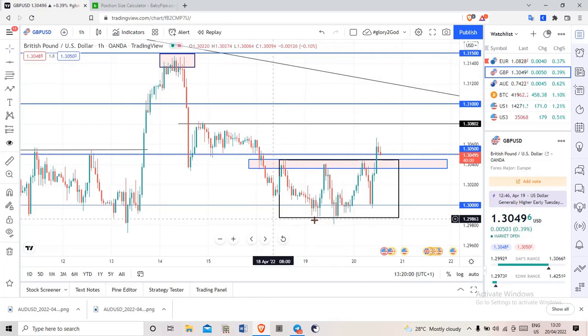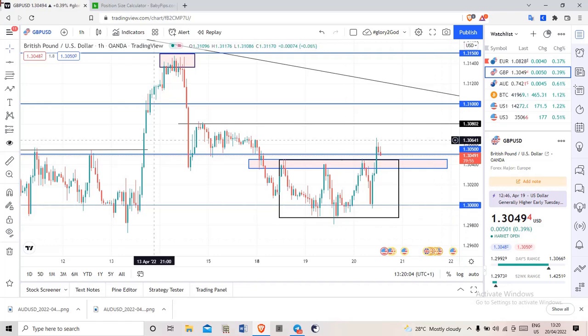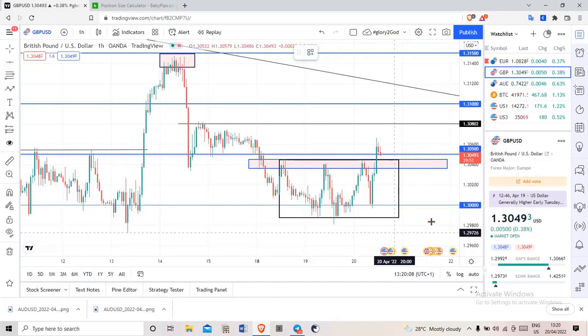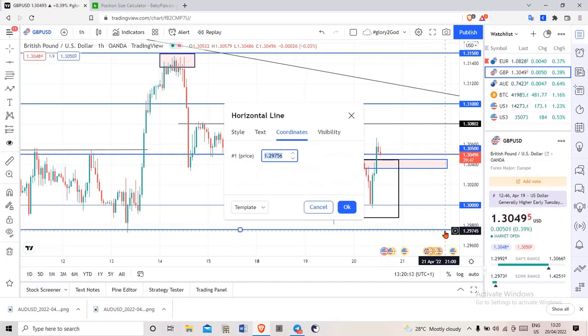So let's say we want to go back downwards. Since we are going back downwards and this is 1.300, that means you are expecting to have something like 1.29 something, 1.2950 actually. So you have something like this, 0.2950.